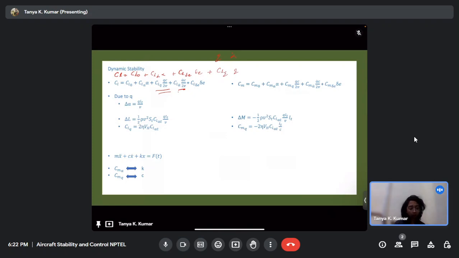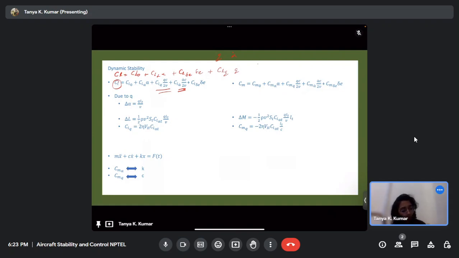See all the other terms. What is the dimension of CL? Can someone tell me what is the dimension of CL? CL naught, CL alpha, what is the dimension of CL alpha? Start with each of those. CL dimension.